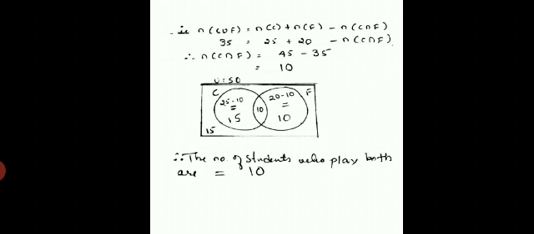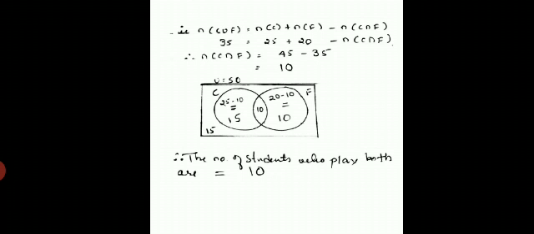So write down the formula. n of c union f is equal to n of c plus n of f minus n of c intersection f. Substitute the values. You get the number of students who play both the games is equal to 10.